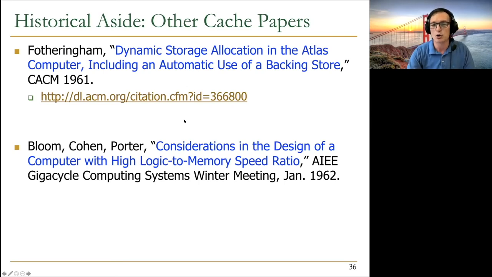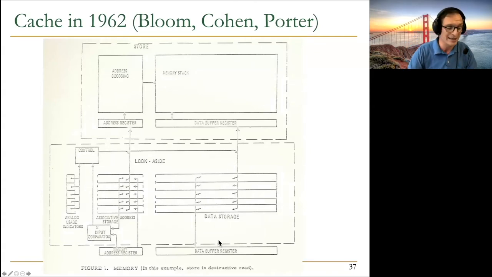The first one is more of a larger virtual memory-based system that talks about automatic management of disks and other memories. But the second one is very interesting because it's a real hardware cache that was proposed in the design of some processors. And you can see, we're going to look at pictures that kind of look like this. They called it a leukocyte system. So this is main memory for them. You can see that there's an address register and data register.